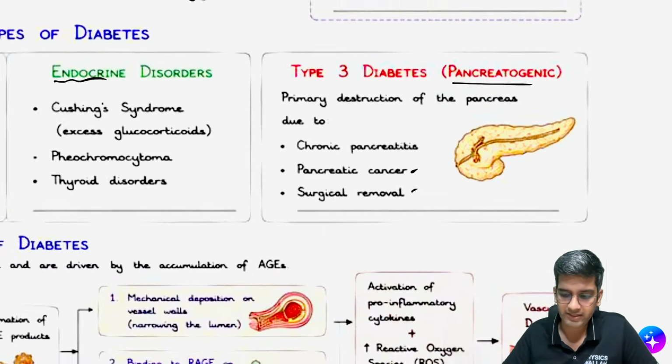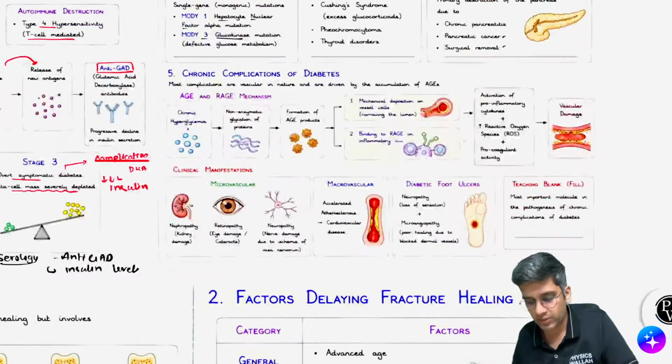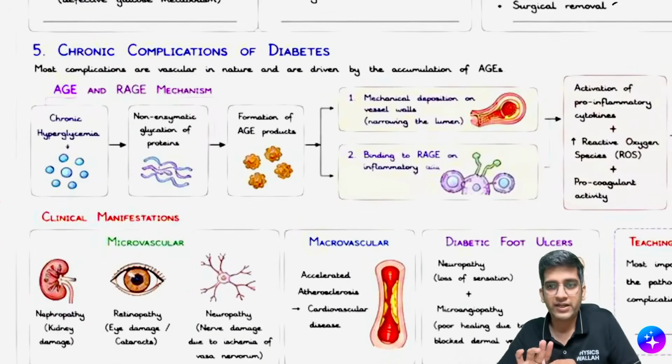They are pretty rare, fine? These are the other types of diabetes mellitus. Now, let's look at the complications of diabetes.